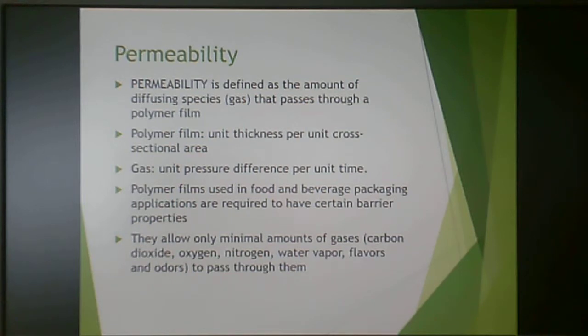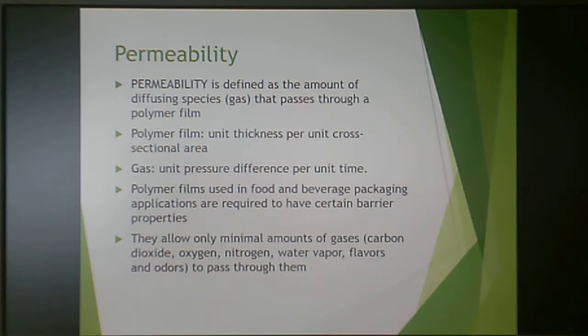The reason permeability is important for thermoplastics, and specifically polymer films, is that these materials are used extensively in food and beverage packaging. The reason that polyethylene terephthalate, PET, is used so extensively in beverage bottles is because of its good barrier properties. Barrier properties include how well something is kept out or kept in. Polymer films in food and beverage packaging are required to have certain barrier properties, which allow only minimal amounts of gases to pass through them. These gases can be carbon dioxide, oxygen, nitrogen, water vapor, as well as other things that affect flavors and odors.